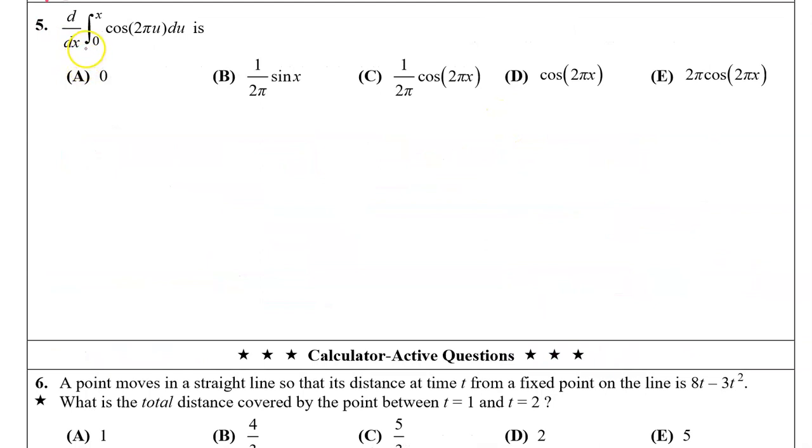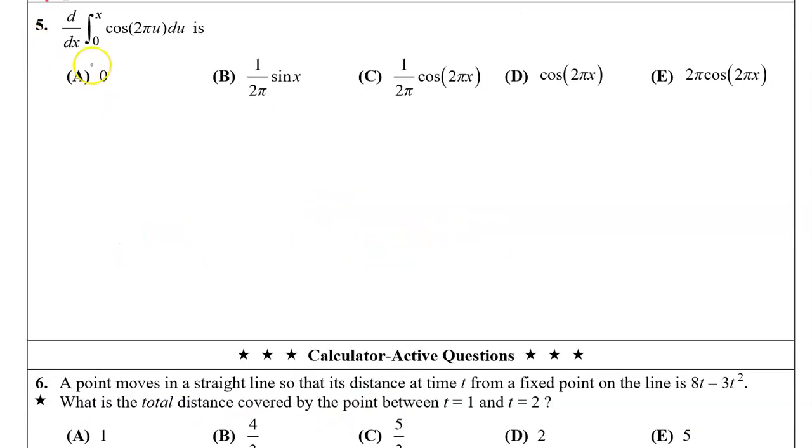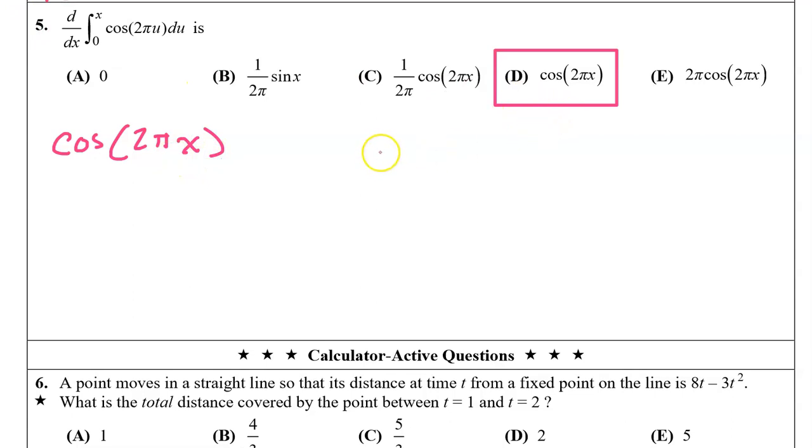Number 5. What is the derivative from 0 to x of cosine of 2 pi u du? This is just the common case of the second fundamental theorem of calculus. If we have an integral defined function with a constant for the lower limit and x for the upper limit, then the derivative will just be f of x. So for number 5, to take the derivative of this integral defined function, we will just substitute x in for u. This gives us the cosine of 2 pi x. So the answer is D. Ha! Easiest problem yet.